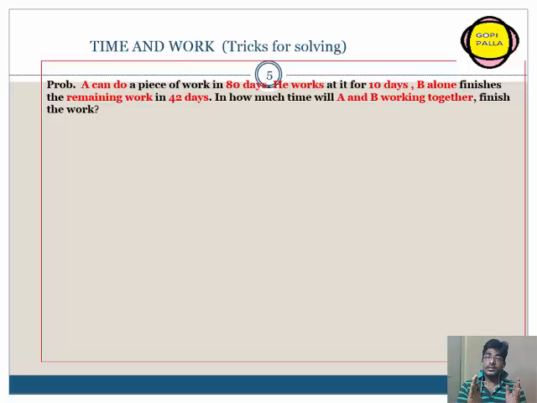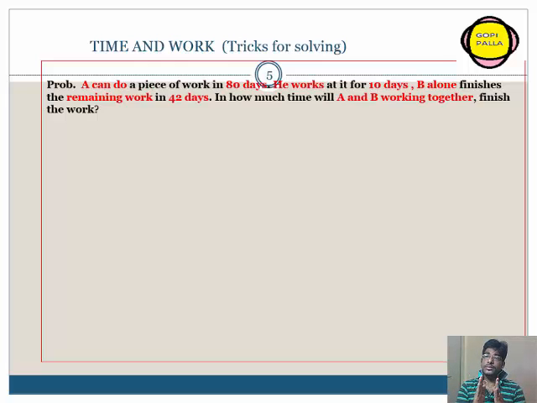Here the total time required to complete the work by A is 80 days. That we understood from the first statement. In the second part of the statement, he works at it for 10 days, because he has worked 10 days out of 80 days. Then B alone finishes the balance of the work in 42 days. In how much time will A and B working together finish the work?